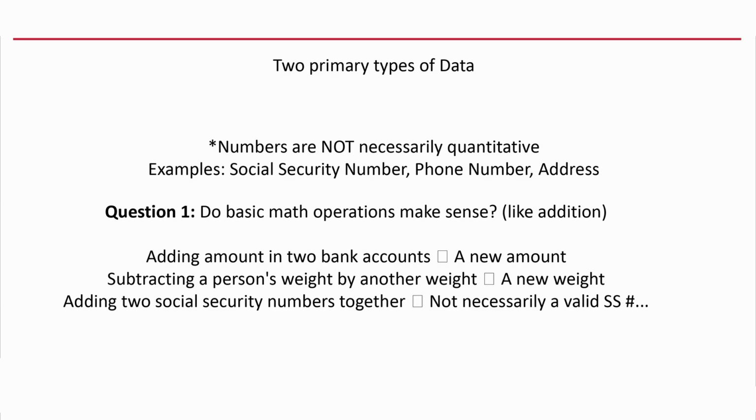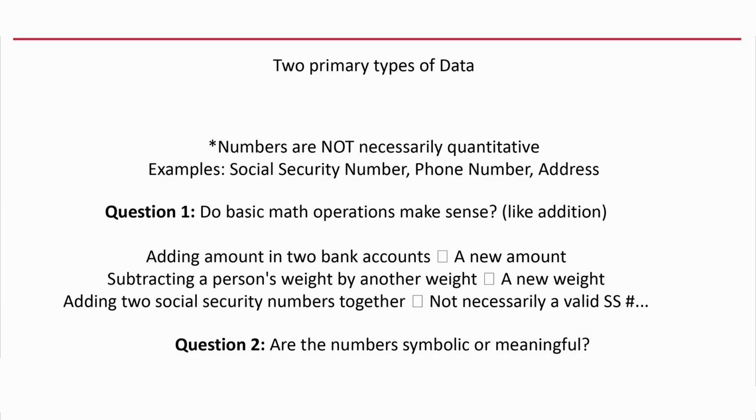So to determine whether things are quantitative or qualitative when numbers are at play, the first question to ask is, do basic math operations make sense? Things like addition, adding two bank account balances, subtracting a person's weight by another weight, adding two social security numbers together. If these make sense, then you probably have something quantitative on your hands. If it doesn't make sense to do things like addition, you probably have something qualitative on your hands. If this doesn't quite clear it up, then you might have to ask yourself quite literally, are the numbers here symbolic or are they meaningful in a math sense?